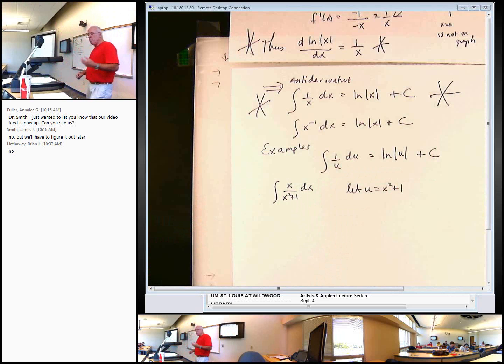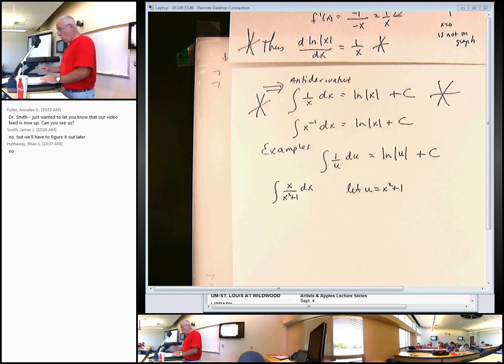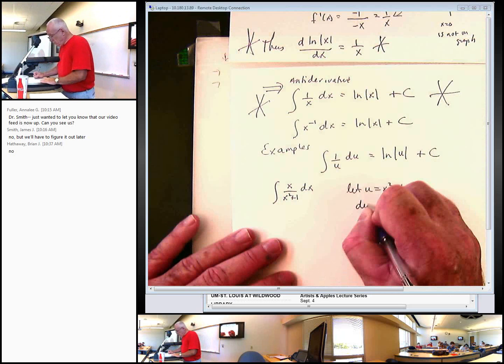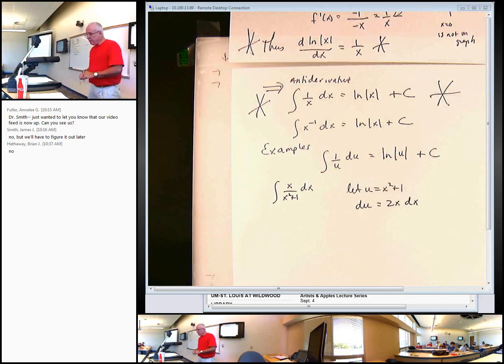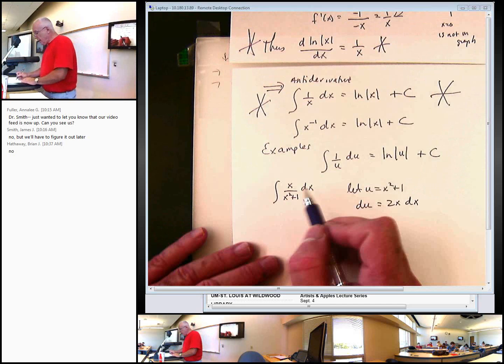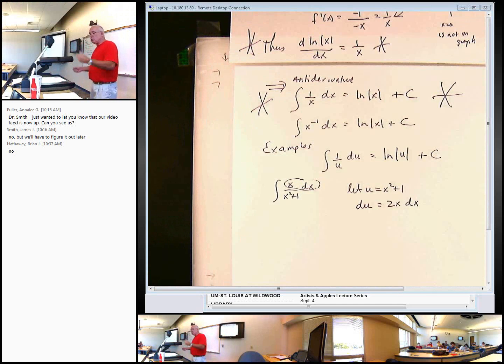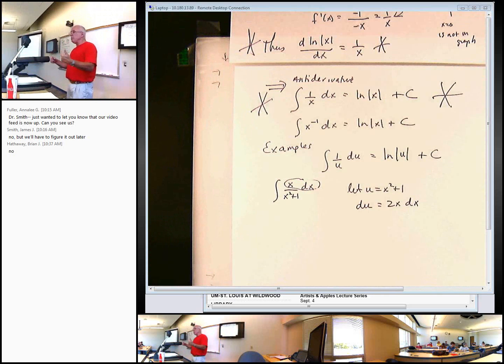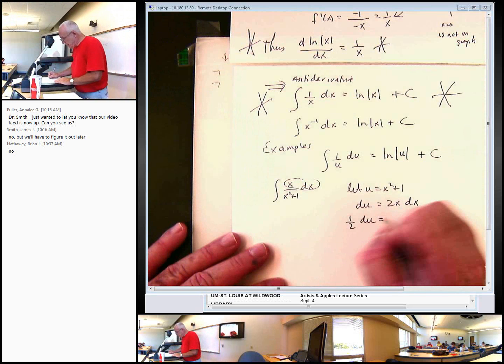Because notice when we take the derivative, we come up with an x, which is what we want. So du is equal to 2x dx. All right. Now we examine what we have in our integral here. We have x dx. So I'm going to multiply both sides by 1/2. So 1/2 of du is equal to x dx.